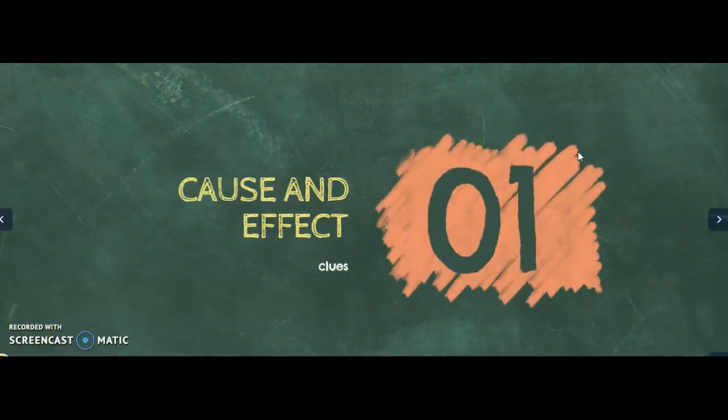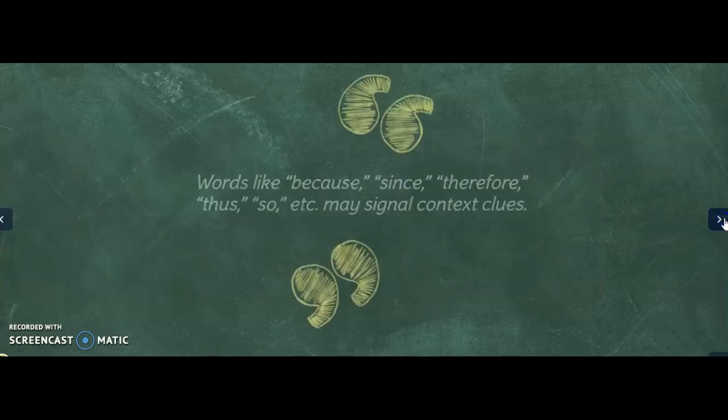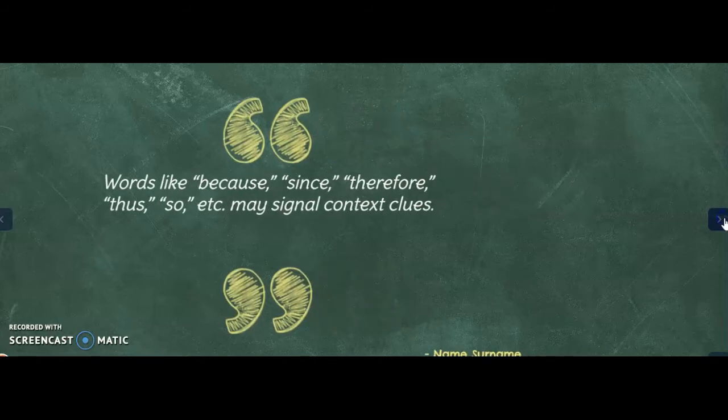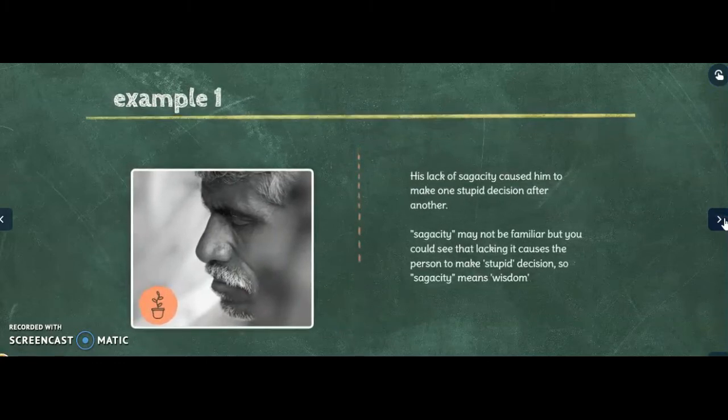This is the first clue that we want to discuss today, the cause and effect. Words like because, since, therefore, thus, so, and the like may signal context clues. Let's take a look at this example. His lack of sagacity caused him to make one stupid decision after another. Sagacity may not be familiar, but you could see that lacking it causes the person to make, in quote, stupid decision. So sagacity means wisdom.